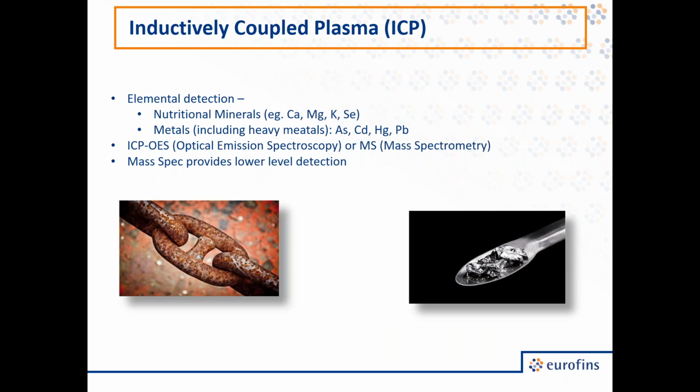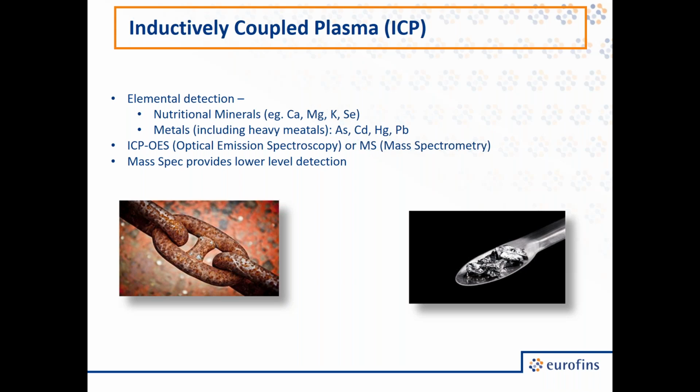Another analysis that we use is inductively coupled plasma, or ICP for short. And this uses a plasma torch in order to excite the electrons of an element, and then we can measure the optical emission spectrum generated by the electrons returning to their non-energized state.